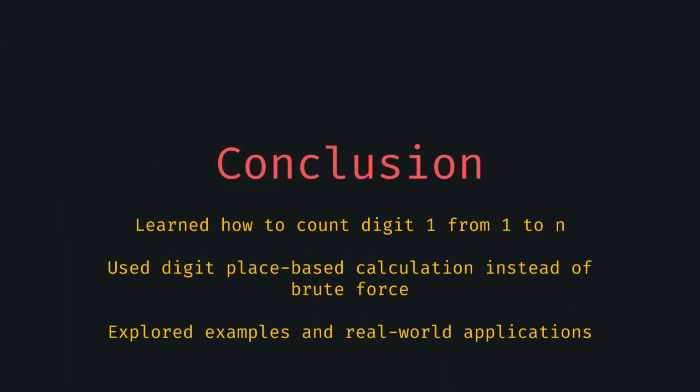So to wrap up, we've solved the problem of counting how many times the digit 1 appears between 1 and any given number. Instead of brute force, we've used a smart formula that works digit by digit, making the solution efficient. We've also tested it with examples and even looked at real-world applications. I hope this gives you a new way to think about number problems in JavaScript.